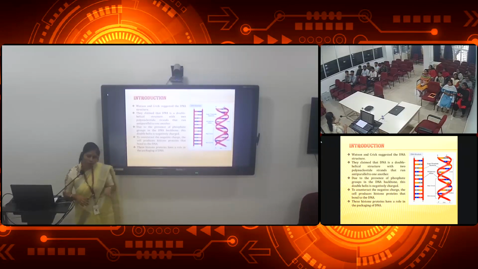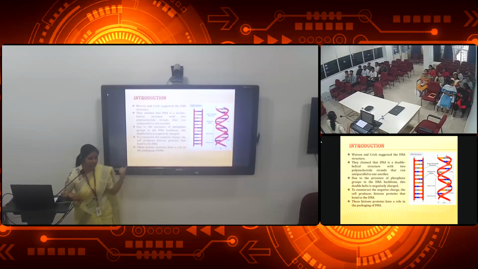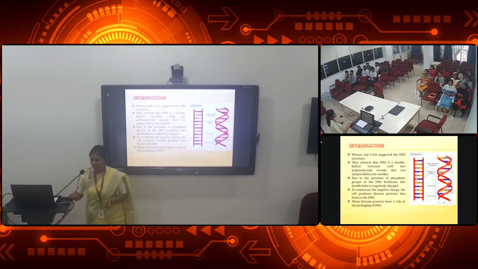Who first proposed the DNA model? Any idea? Watson and Crick. Then who first gave this DNA structure? Miescher. So Miescher first discovered the structure of the DNA.